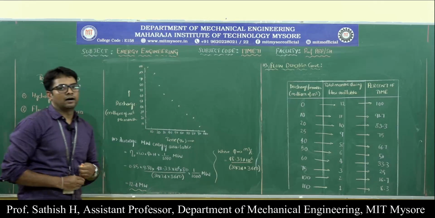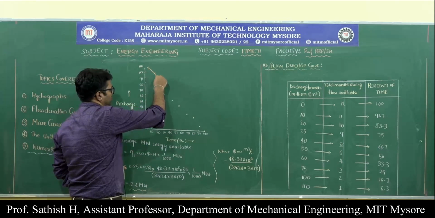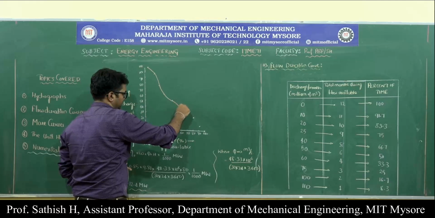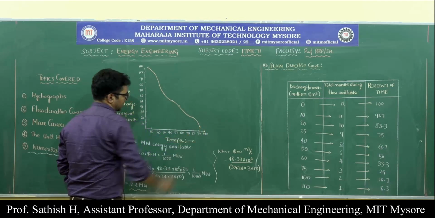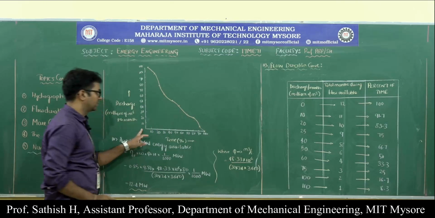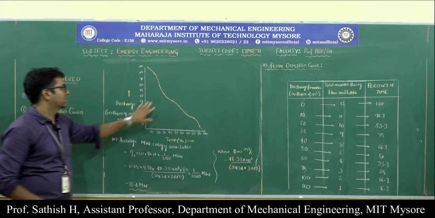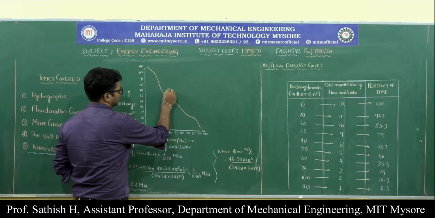After marking all these points, you have to join them with a smooth curve, something like this. It also joins at the point 100, because at zero discharge, it is available for the whole of the time. So this is the flow duration curve.